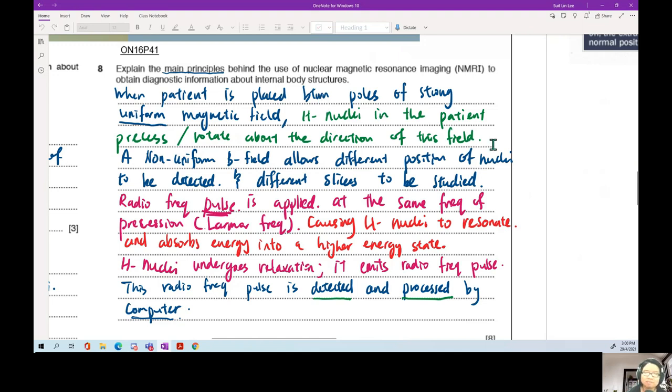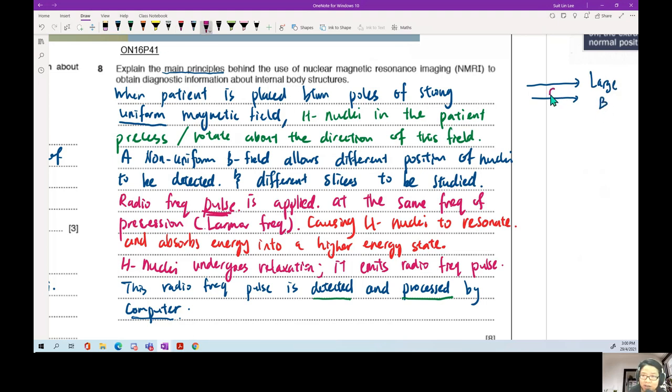So normally, when I'm a student, the way to remember all this is for me to draw a picture. So step one, I got a large magnetic field, but my picture is not as nice as some of your drawings, because I am not an artist, as my students will know. So the large magnetic field will cause this one to precess in this direction and then some in the opposite direction. So this is step one. I need a large magnetic field to cause precession.